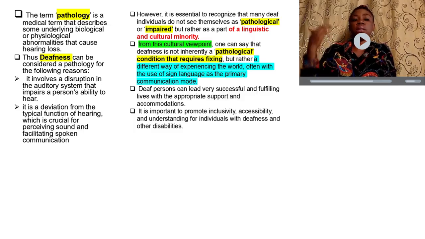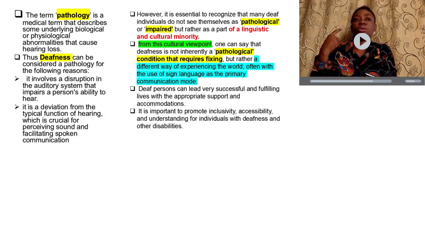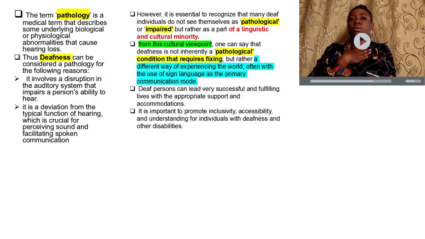Remember when we defined sensorineural hearing loss and conductive hearing loss as well. So we talked about the abnormal functioning of the auditory nerve and so on. In a situation like that, we could say that deafness is pathological because in the real sense of the word, it actually affects the normal functioning of the auditory system.